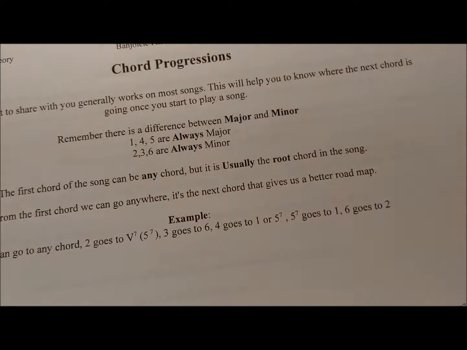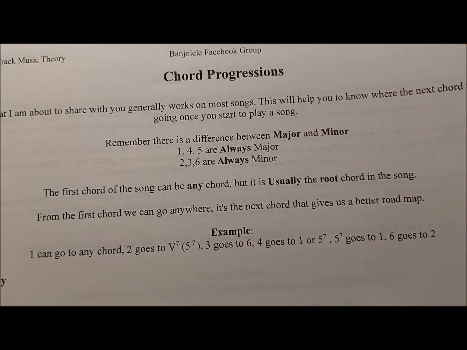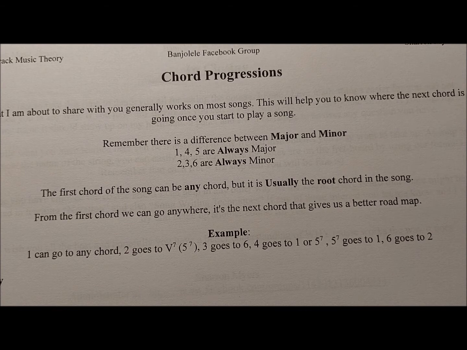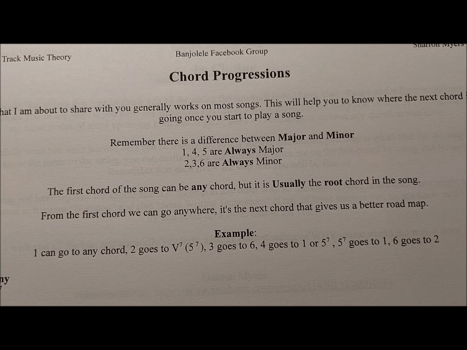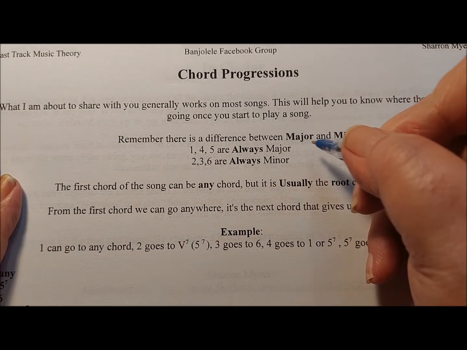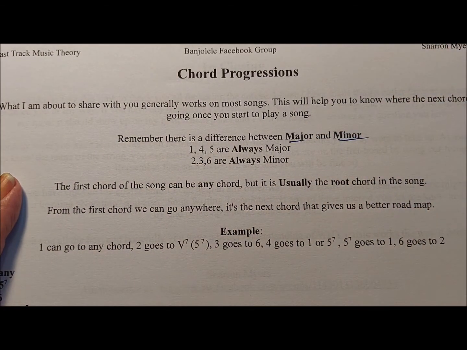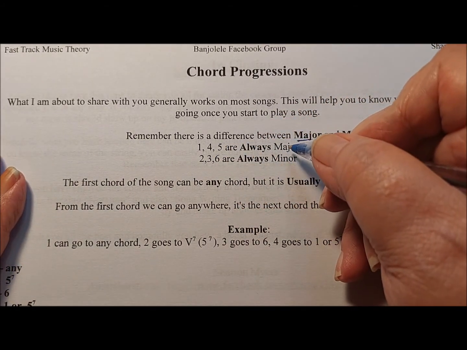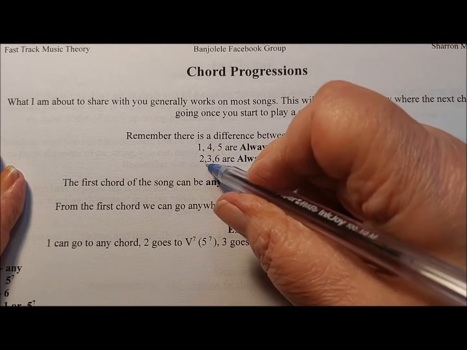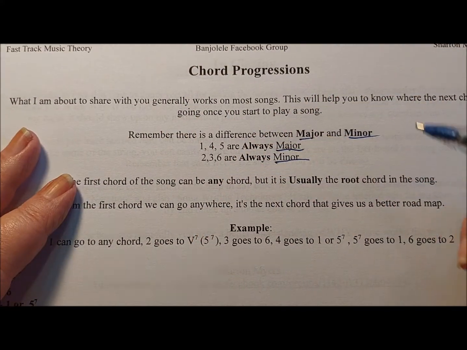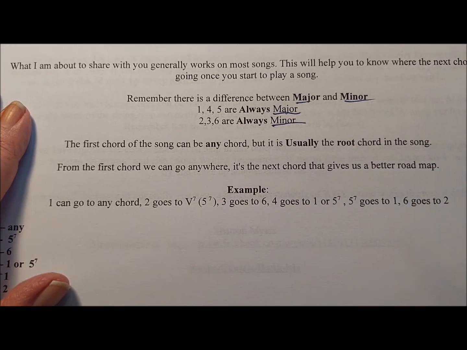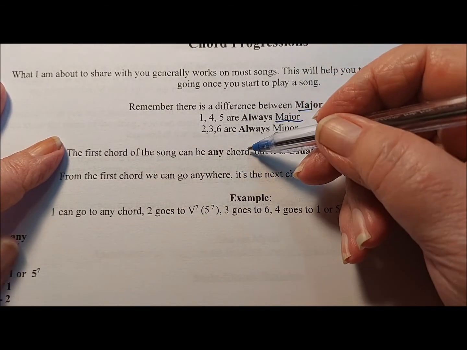Okay, chord progressions. We said we were going to talk about that at the very end. What I'm about to share with you generally works on most songs. This will help you to know where the next chord is going to go once you start to play a song. There's always a difference between a major and a minor chord. 1, 4, and 5 are always the major. 2, 3, and 6 are always the minor. So remember that when you're transposing.